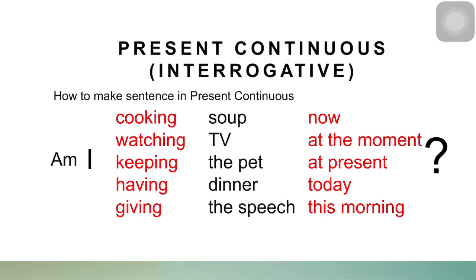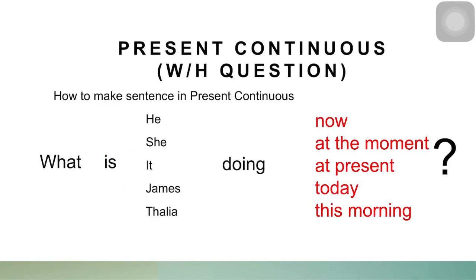Okay, now WH questions. For WH questions here we use what, or we can use how, or any of what, why, where, when, how. Okay, here we use what for the subject he, she, it, James, and Talia.